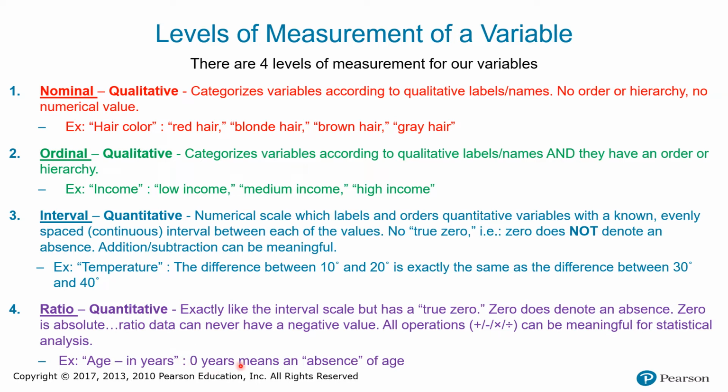If we're 0 years old, that's an absence of age, right? And we can't have a negative 2-year-old. That's meaningless. So that's what we mean when we talk about a true 0. At the ratio level, there is a true 0. At the interval level, there isn't.